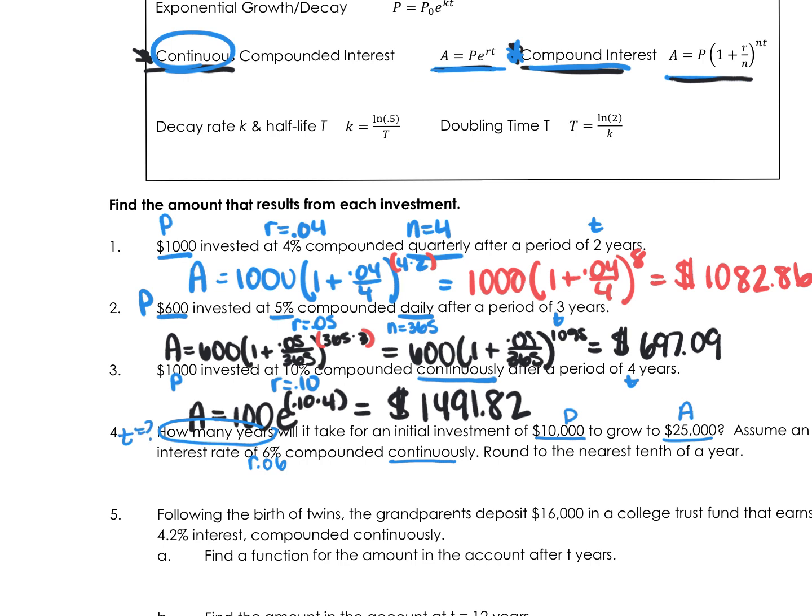So we'll go ahead and plug this into our equation here, and we'll have 25,000 is our ending amount, 10,000 is our starting amount, e to the 0.06 times t. And we want to solve for t, so the first thing we'll do is we'll divide by 10,000. And that will give us 2.5 is equal to e to the 0.06t.